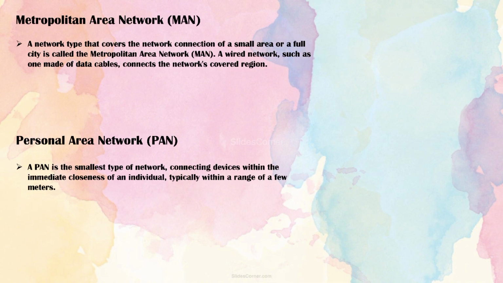Metropolitan area network. A network type that covers the network connection for a small area or a full city is called a metropolitan area network. A wired network, such as one made of data cable, connects the data networks across the covered region. Personal area network, PAN, the smallest type of network, connecting devices within immediate closeness of an individual, typically within a range of a few meters.